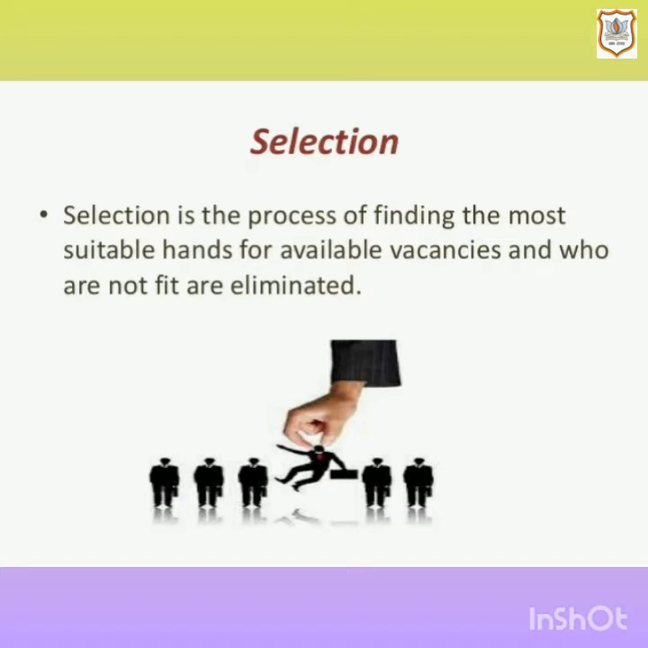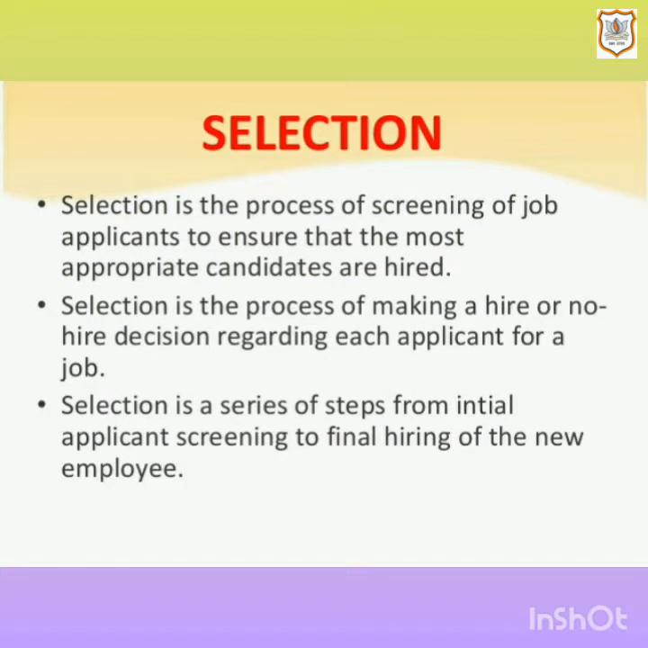Let's be more clear about selection. Selection is the process of screening of job applicants to ensure that the most appropriate candidates are hired. That means selection is to make sure that the candidates picked up or selected are the best candidates for the post. Then, selection is the process of making a hire or no hire decision regarding each applicant for a job. That means those who have applied for a job, out of them, some will be hired and some will not be hired. After selection, it is informed to candidates whether they are hired or not.